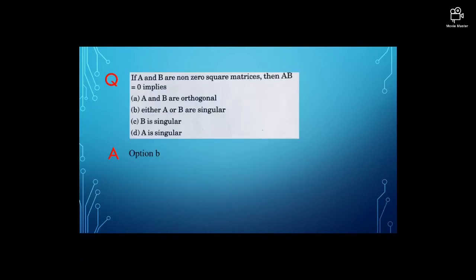Next question, if A and B are non-zero square matrices, then AB equal to 0 implies what? So we have the condition A and B are non-zero square matrices, and another condition given is AB is equal to 0. So the only thing we can conclude is either A or B is singular. So then that product will be 0. So the correct answer for this question will be option B, either A or B is singular, and this question was asked for 1 mark.